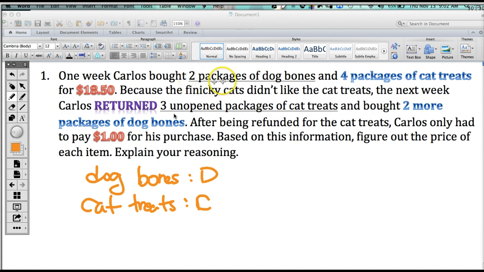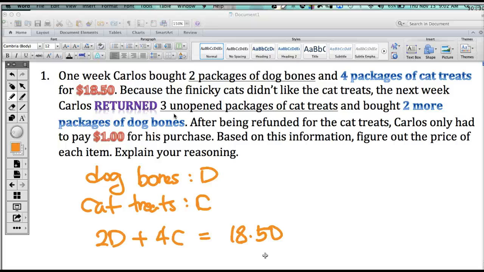Let's look over here. It says 2 packages of dog bones, so that's going to be 2D, right? And then 4 packages of cat treats, and so that's going to be 4C. And when we bought all of them together, it ended up being $18.50. So I know that a lot of you already know how to set this up, but you never really thought about why this is so. Okay? So what you're going to do is you got to try and figure out why we set it up this way.